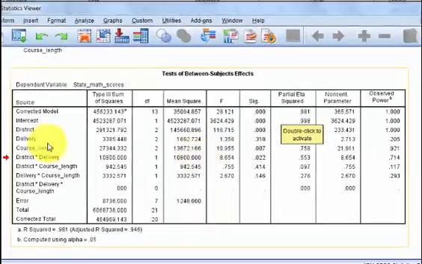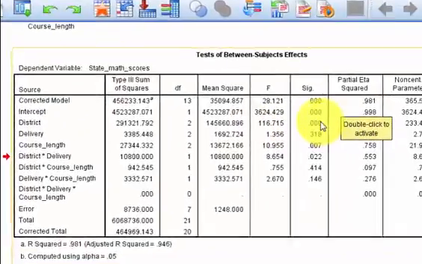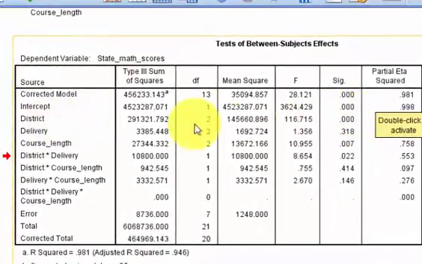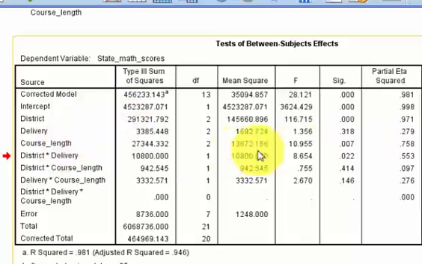So let's look at district. And according to the test, there was a significant difference in the district scores. So there was a main effect of district. There was not a main effect of the delivery type. So it didn't matter if it was online or hybrid or in class. The course length, there was a significant difference. So in a nutshell, there was a main effect of district, which means there was a difference between the district scores. There was no main effect of delivery. So it didn't matter which type of delivery it had, and the course length, yeah, there was a significant main effect for course length.